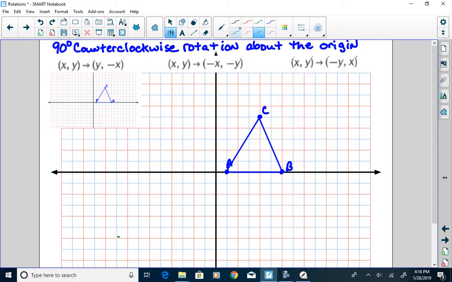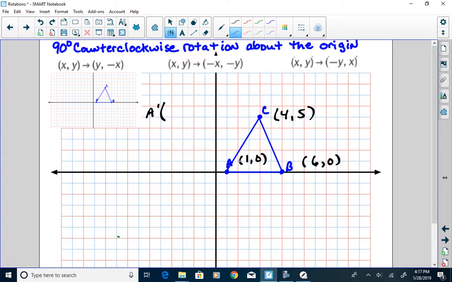First we need our ordered pairs. Point A is located where? That's 1, 0 for point A. Point B is located at 6, 0. And point C is located at 4, 5. Our rule for a 90-degree rotation says we need y and the opposite of x. So A prime would be located where?